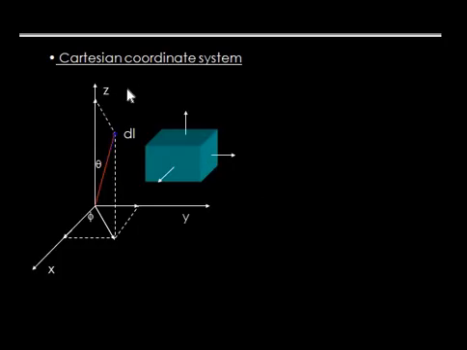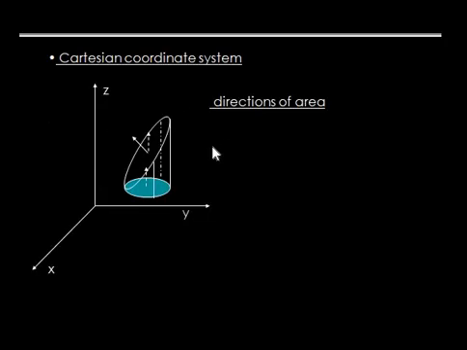The graphical representation of the Cartesian coordinate system consists of x, y and z axes. The unit vector along the x direction is represented as ax, the unit vector along the y direction is represented as ay, and the unit vector along the z direction is represented as az.